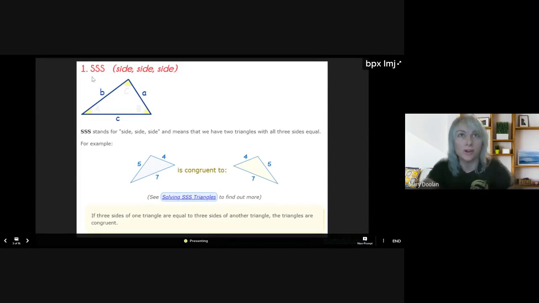So this is one of our congruence theorems, side, side, side. You can see this triangle in this example, 5, 4, 7. Over here, we have the same thing, 5, 4, 7. It's been flipped, okay? So there is a transformation that happened. It was reflected, but that still means they're congruent, same size, same shape, okay?